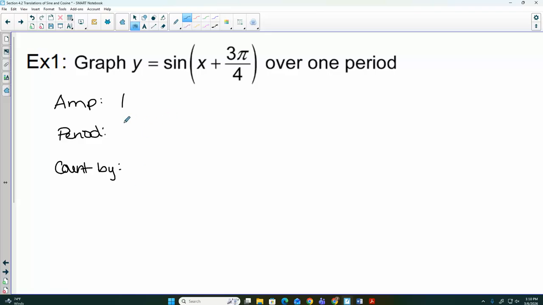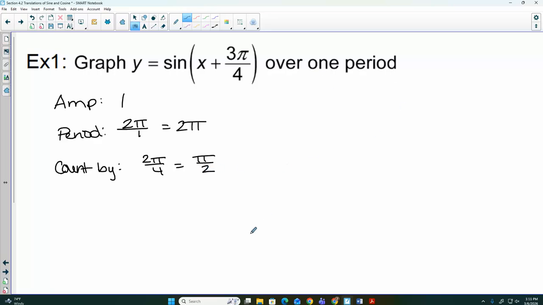Period is 2 pi divided by the number in front of x. What's x being multiplied with? Just a 1, right? There's nothing else with it. So my period is just 2 pi. My count by, what do we do? So we get pi over 2.